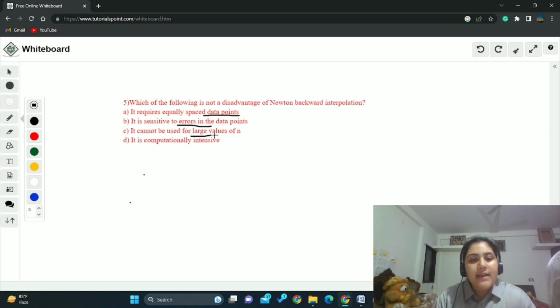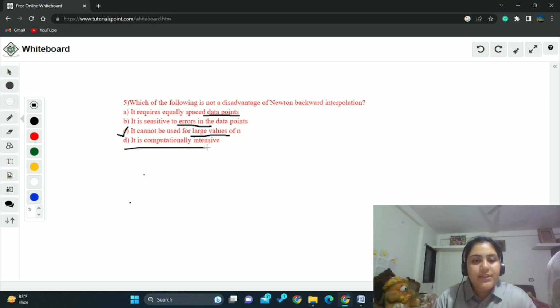Option C, it cannot handle large values of n. So this is not a disadvantage. This is not a disadvantage of Newton backward interpolation, as it can handle large values of n data points, as it can handle the complexity because of the backward difference table. So it can handle more large values of n. So this is not a disadvantage of backward interpolation.